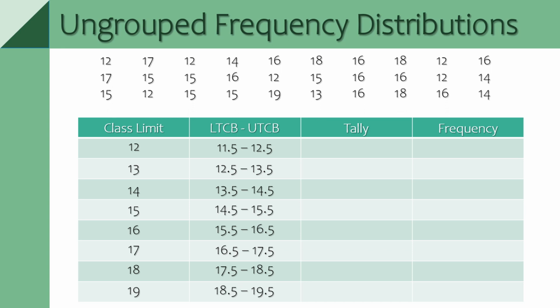magtatali na tayo. So, bibilangin natin kung ilan yung 12. So, let's try to count. So, 1, 2, 3, 4, 5, 6. So, itali natin. So, we have 6 as its frequency in numerical value. Next, let us count 13. So, only 1. Okay, next, 14. Let's count 14. 1, 2, 3. So, there are only 3. Okay, for 14.